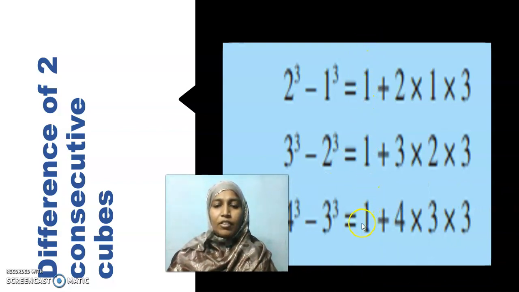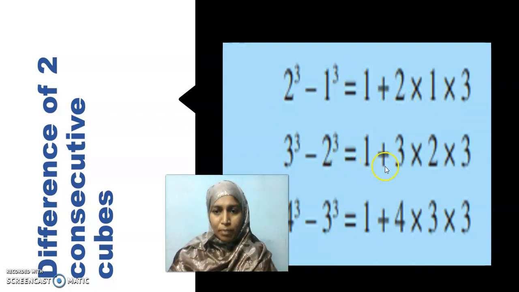Everywhere I have the first number as 1. Then plus. Then at last I have 3. This 3 cube. What is done in between? I am finding cube of 2 consecutive numbers, no? Their product. 2 into 1 into 3.